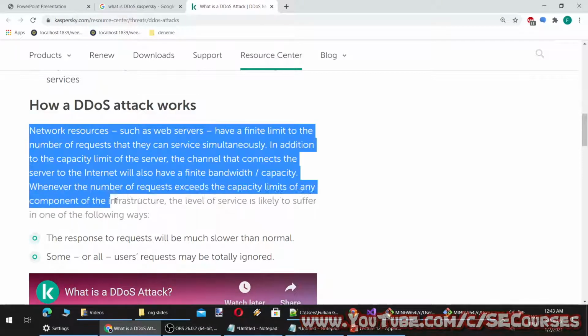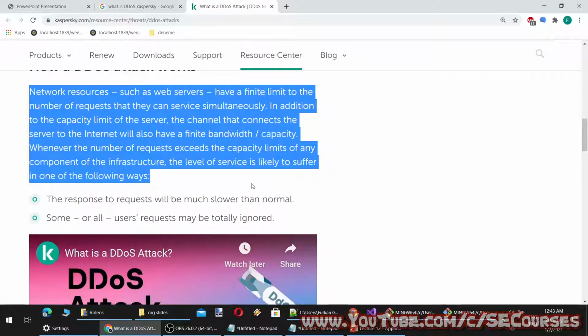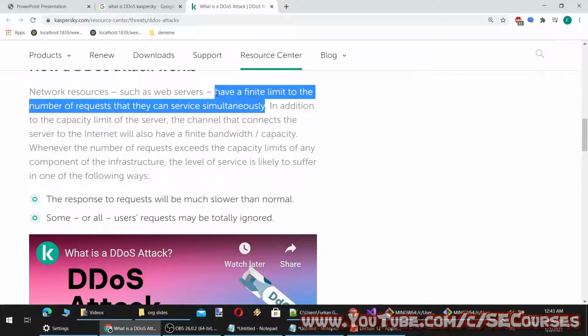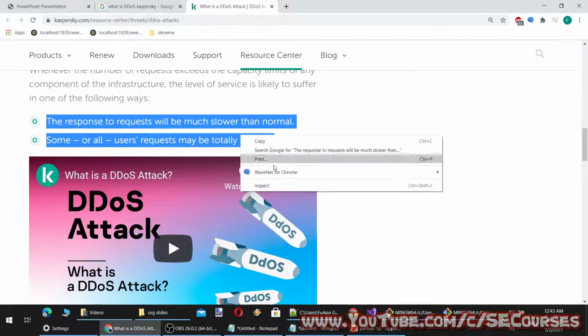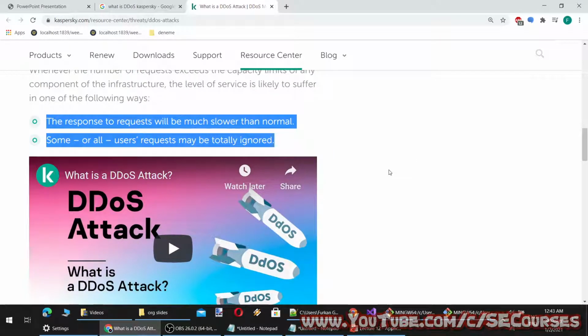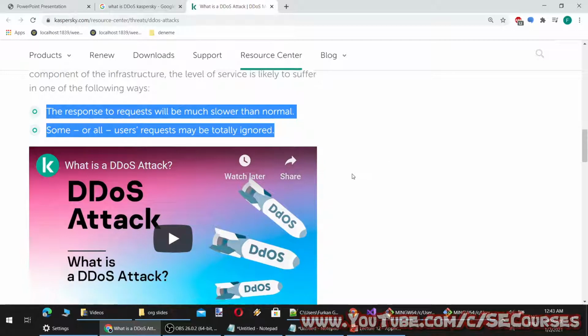How a DDoS attack works. Network resources, such as web servers, have a finite limit to the number of requests that they can service simultaneously. In addition to the capacity limit of the server, the channel that connects the server to the internet will also have a finite bandwidth capacity. Whenever the number of requests exceeds the capacity limits of any component of the infrastructure, the level of service is likely to suffer in one of the following ways. The response to requests will be much slower than normal. Some, or all, users' requests may be totally ignored.